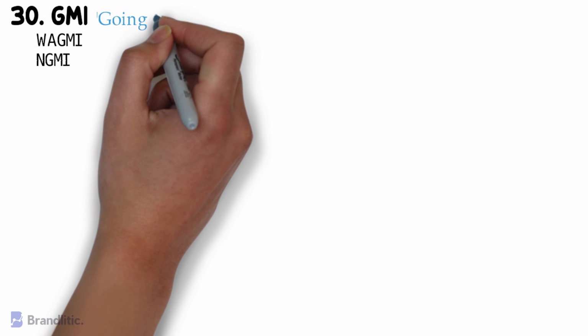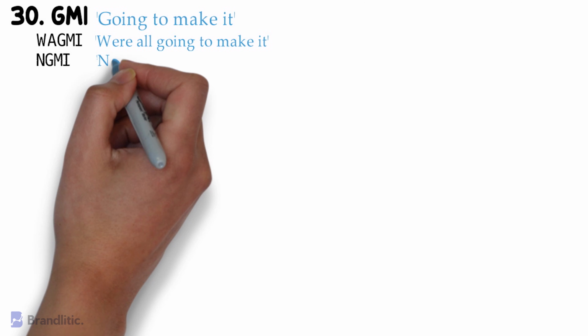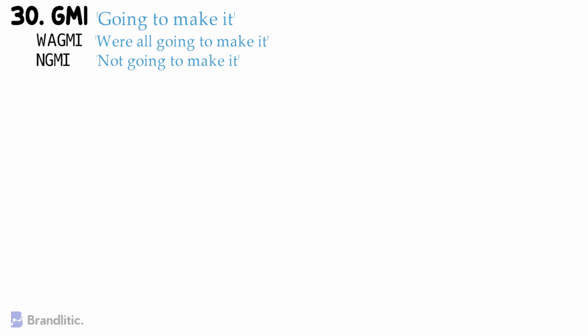Next, number 30, GMI. Another very popular abbreviation is GMI and is offspring of WAGMI and NGMI. GMI means going to make it. As for example, if you buy and hold this awesome NFT, you're gonna become rich and have a great life. More or less, WAGMI naturally means we are all going to make it. And NGMI, on the other hand, means not going to make it. Use these terms as frequently as possible to be perceived as a true NFT insider.